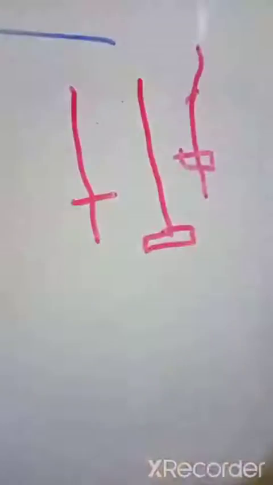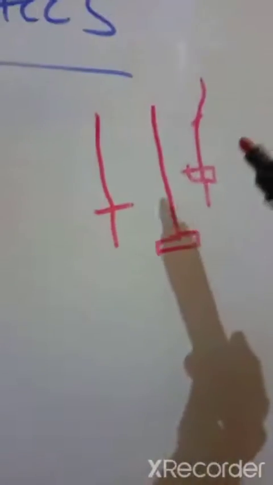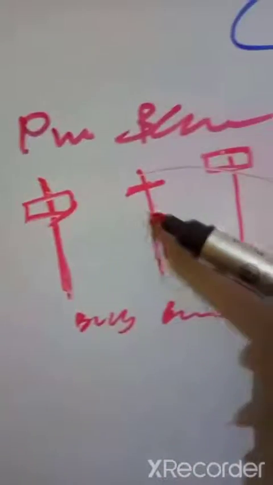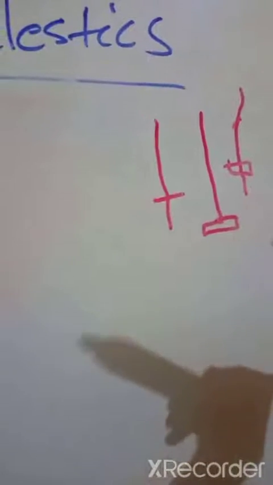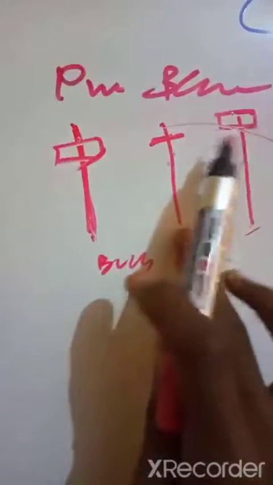Like that. Okay, so this one is opposite to this one. Okay, they are opposite. So how do you apply this? For example, these are bullish pin bars.